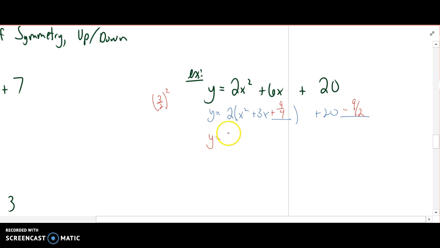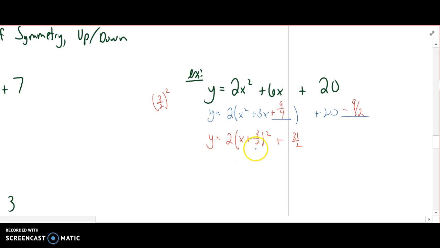Next step, we'll keep this 2 factored on the outside. On the inside, we have an odd number. We have a fraction, which makes it uglier, but remember that little process. This half number is the key. It's x plus 3/2 squared. At the end, we have some work with fractions. If we add those together, this is 40/2 minus 9/2. That's 31/2.